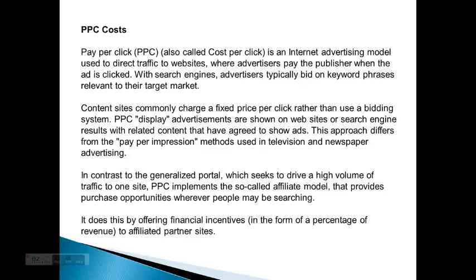This approach differs from the pay-per-impression methods used in television and newspaper advertising. In contrast to the generalized portal, which seeks to drive a high volume of traffic to one site, PPC implements the so-called affiliate model that promises purchase opportunities whenever people may be searching. It does this by offering a financial incentive in the form of a percentage of revenue to affiliated partner sites.